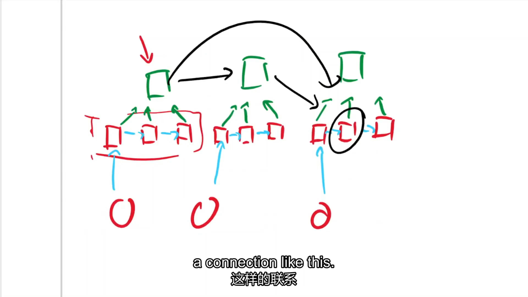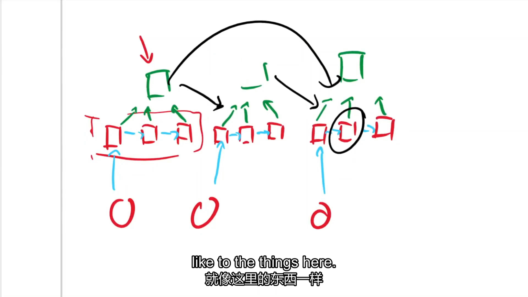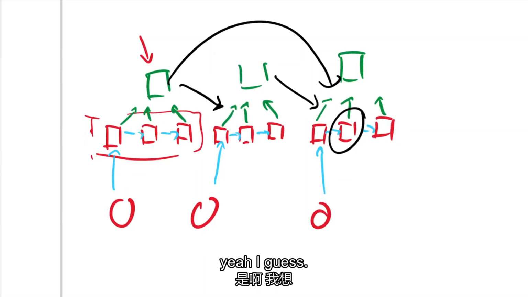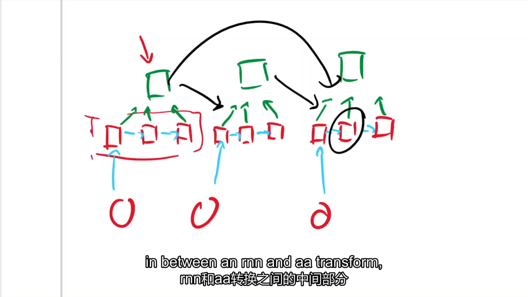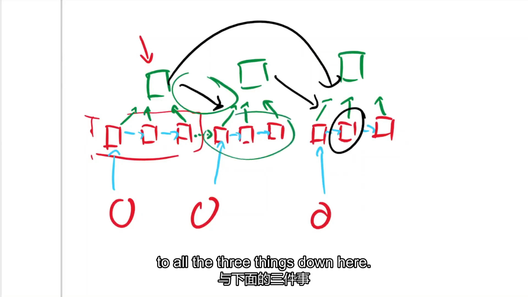There is a connection like this. No, there is no. There is a connection like this, to the things here. Yeah, I guess it's like halfway in between an RNN and a transformer, because you don't strictly have the recurrent connection, so you don't have anything like right here, but you do have this connection, for example, to all the 3 things down here.